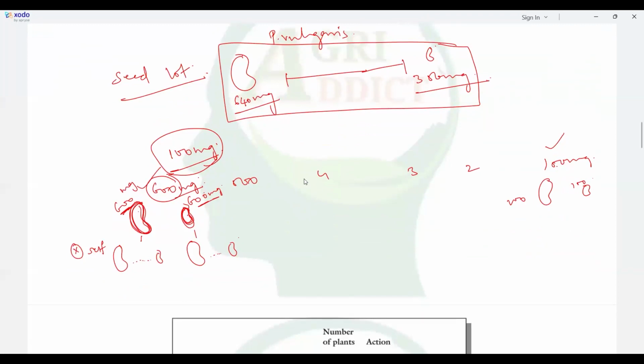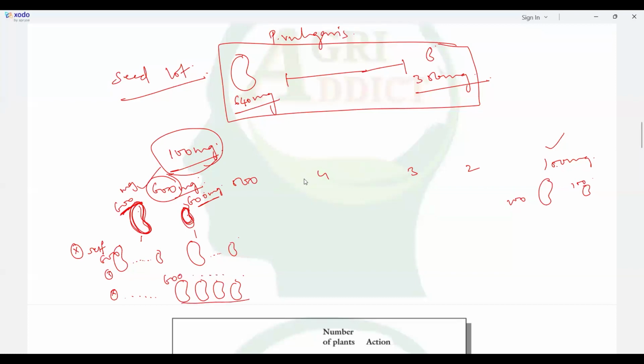And even again he took the largest seed, he selfed again, he took the largest seed, he selfed again. At last he ended up with all the seeds being very large, just like their parent. And here the weight is 600, so even here 600, 600, all the seeds.